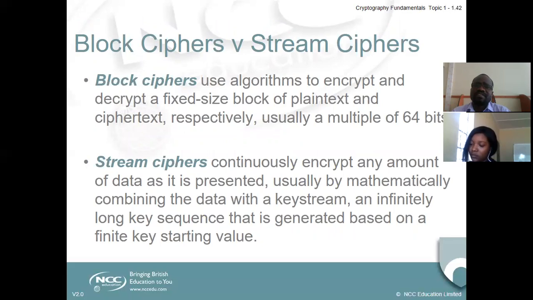Then we have block cipher versus stream cipher. Block ciphers use algorithms to encrypt and decrypt a fixed size block of plain text and ciphertext, respectively, usually a multiple of 64 bits. Stream ciphers continuously encrypt any amount of data as it is presented, usually by mathematically combining the data with a key stream, an infinitely long key sequence that is generated based on the finite key starting value.